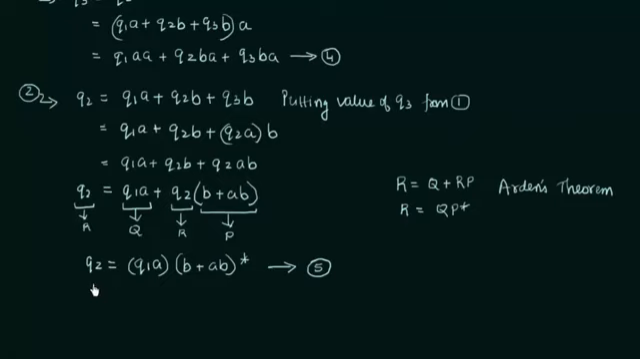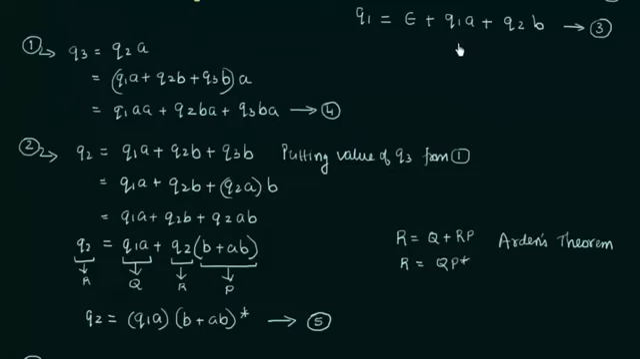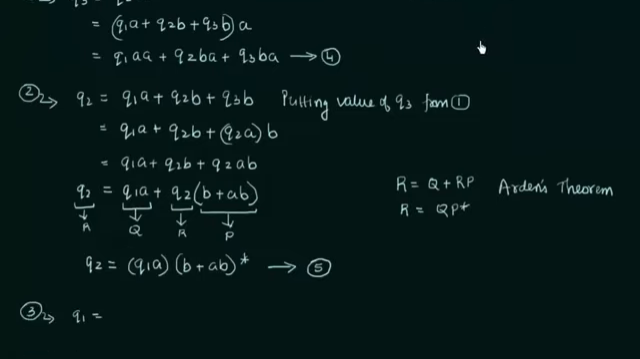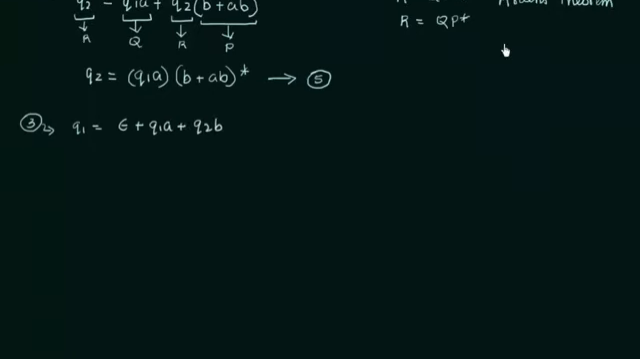We have simplified Q2. Now let us take our equation 3, which was Q1. Equation 3 was Q1. So if you see, it is this one, Q1 over here. So let us write it over here. Q1 equal to epsilon plus Q1A plus Q2B. Now I'll try to simplify this Q1. So here we have Q1 and Q2. So we have already found the value of Q2 in this equation number 5.